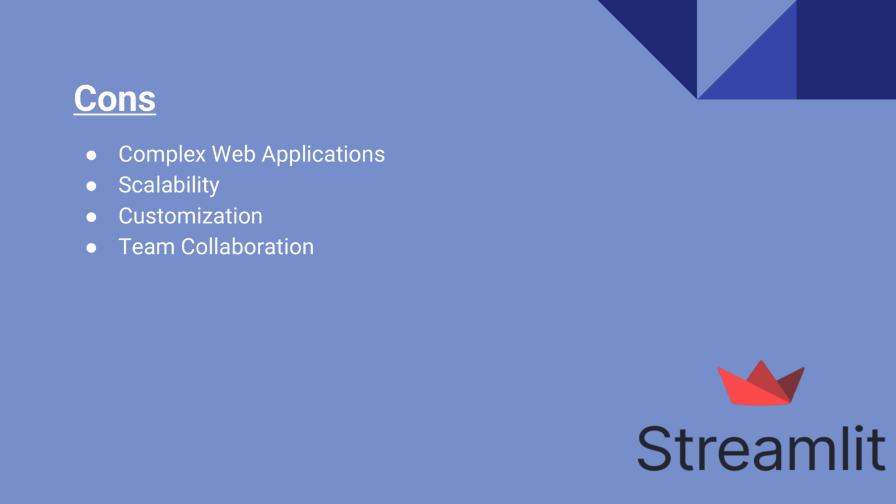Third is customization. This is also cons because Streamlit offers limited customization option for the appearance and behavior of your application. If you require a high degree of customization, you might need a more flexible framework. Fourth is team collaboration. Streamlit is often used by data scientists and individual developers. If you are working on a project with a larger team, you might prefer a framework with more extensive collaboration and project management features.